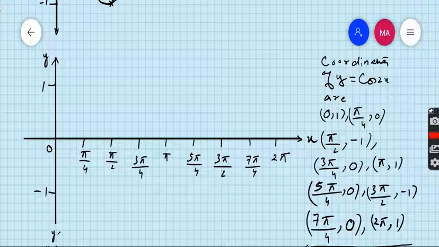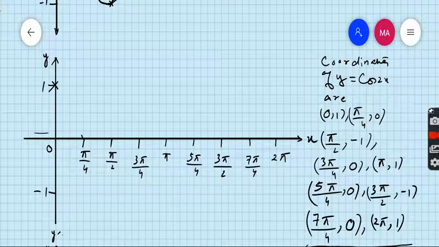we must take the pi by 4 interval. Pi by 4 plus pi by 4 is pi by 2, plus pi by 4 is 3 pi by 4, plus pi by 4 is pi, plus pi by 4 is 5 pi by 4, plus pi by 4 is 3 pi by 2, plus pi by 4 is 7 pi by 4, and plus pi by 4 is 2 pi. So first value is 0 comma 1. So when x is 0, the value of y is 1.